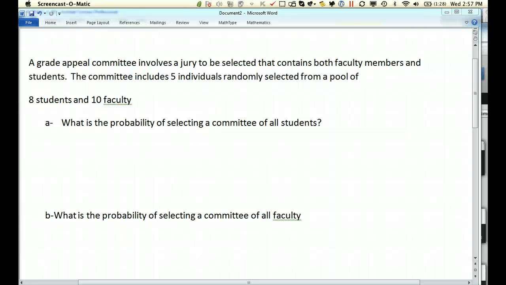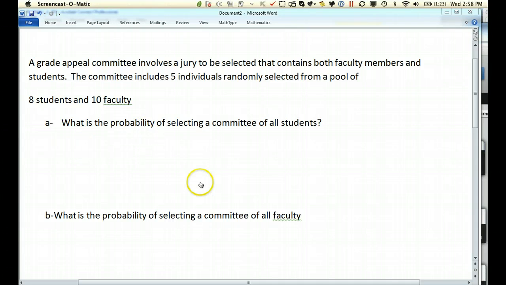Look at how we can use combinations. What we have is a group that involves a jury to be selected. You can actually use Excel to your advantage. Now there are other programs you can use. Some people have calculators that have these options. We're going to look at Excel because it's something that most people have access to.